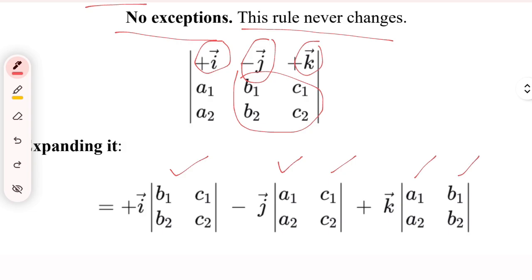And look at the signs. The one that I told you a while ago, A1 is positive, I is positive, minus, plus. So I is positive, then we will subtract J, and we will add K, plus, minus, plus. So that is the pattern of signs.